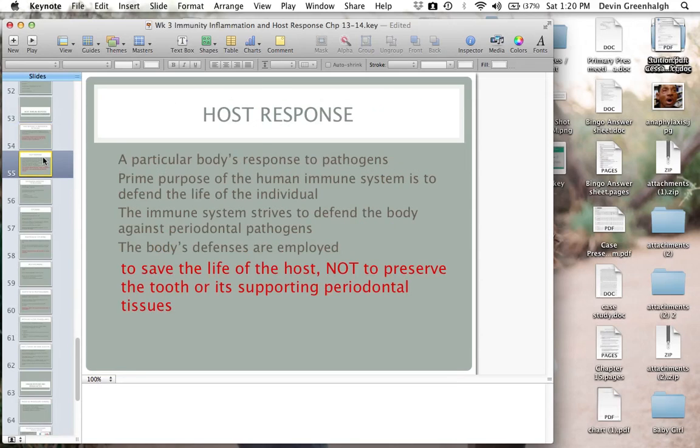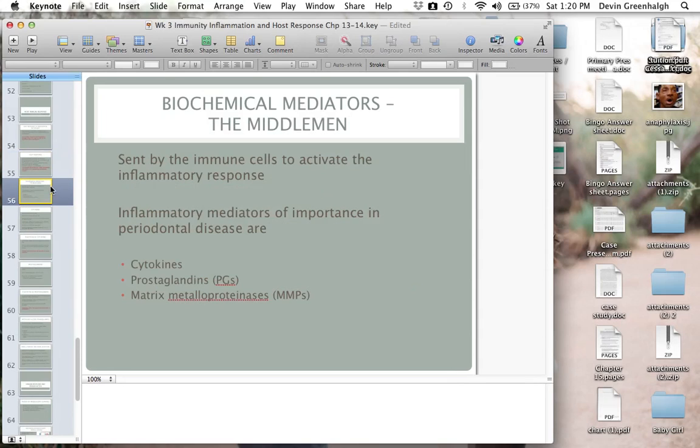Host response: a particular body's response to pathogens. The prime purpose of the immune system is to defend the life of the individual. The body's defenses are employed to save the life of the host, not to preserve the tooth or supporting periodontal tissues. That's important to remember. The goal of the inflammation response or immune system response is to save the person as a whole, not necessarily whatever tissue is being destroyed.